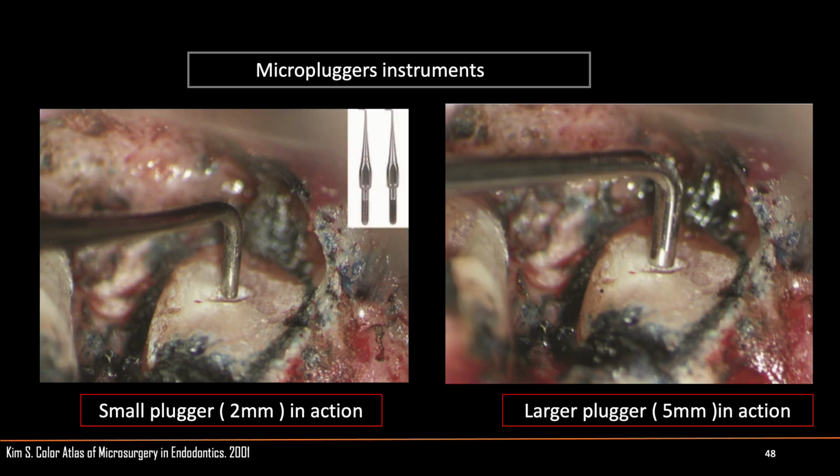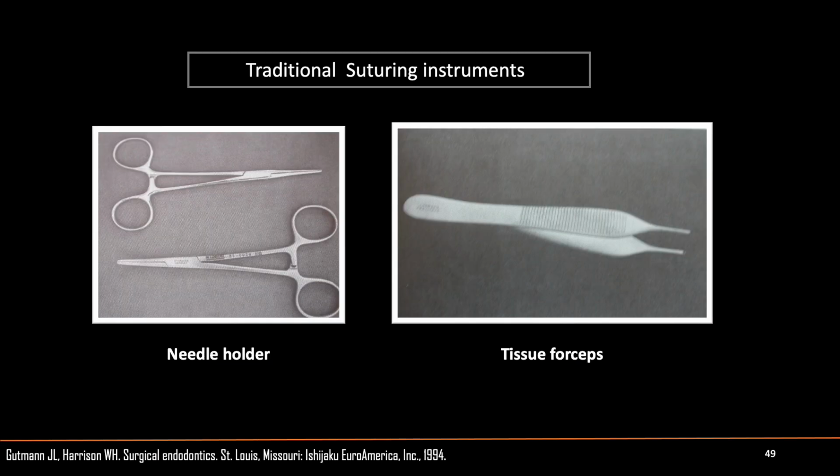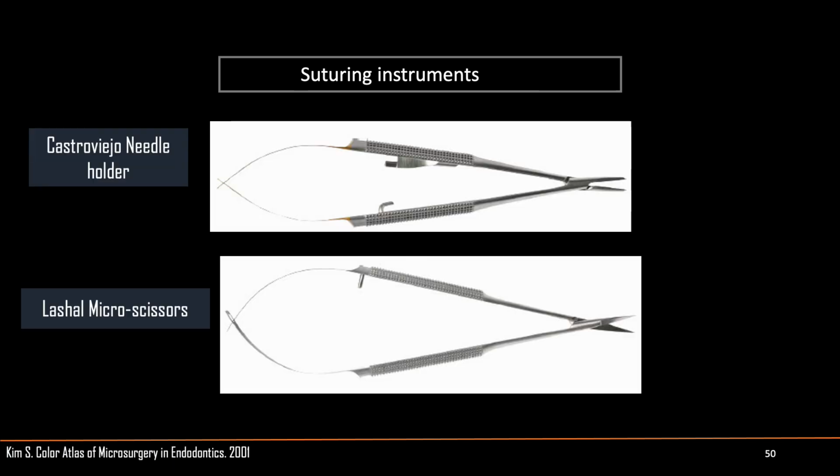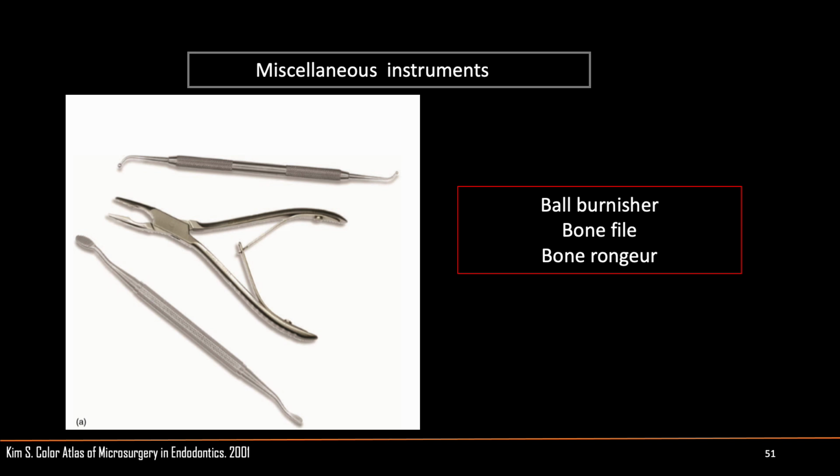These are micropluggers which are used in endosurgery. The suturing instruments basically involve a needle holder and tissue forceps. Suturing instruments also require a Castroviejo needle holder and Lashl's micro scissors. Other miscellaneous instruments include the ball burnisher, bone file and bone scraper.